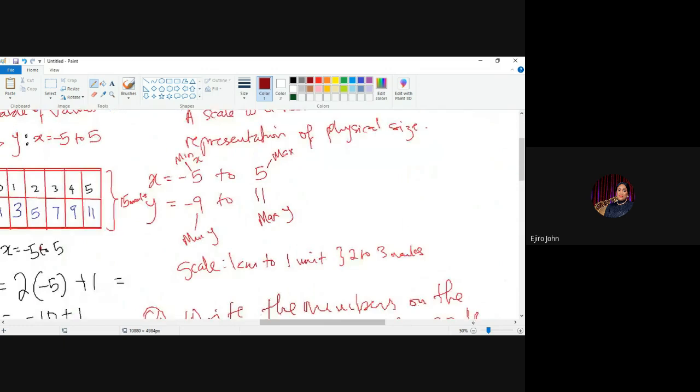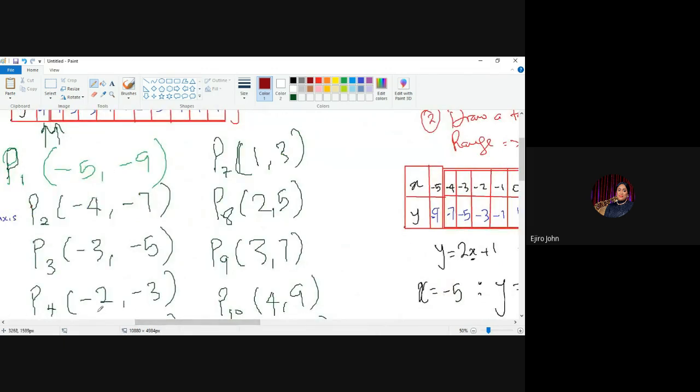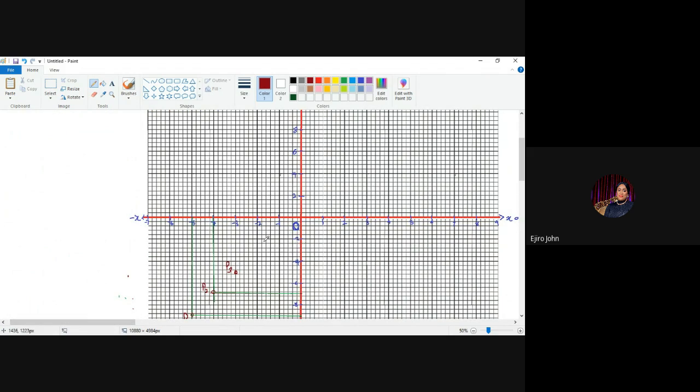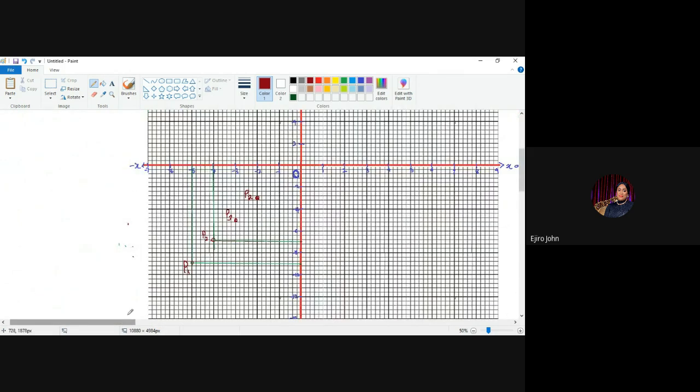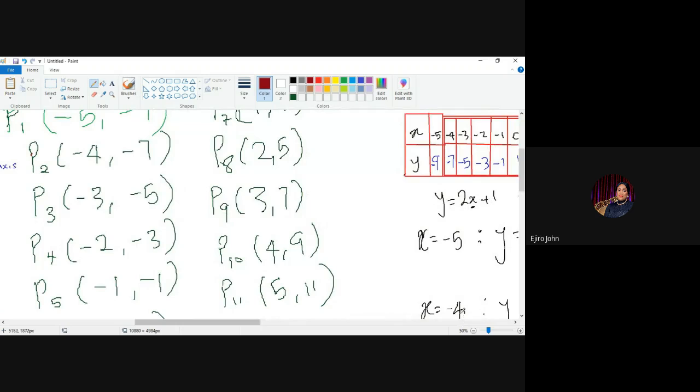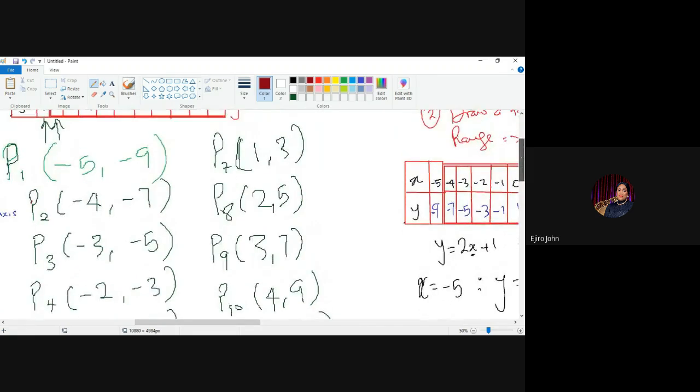P4 is -2 -3. Then P5 is -1 -1. This is P4. This is P5.